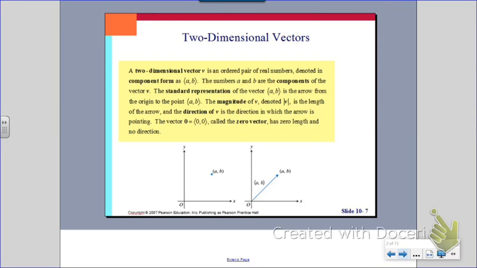A vector in 2 dimensions is an ordered pair of real numbers denoted in component form as <a, b>. Notice that it looks like a less than and greater than sign around the a, b. It's not a coordinate point on the graph. The standard representation of a vector is an arrow from the origin to the point. The magnitude, absolute value of v, is the length of the arrow, and the direction is the direction in which the arrow is pointing. The vector <0, 0>, called the zero vector, has zero length and no direction.